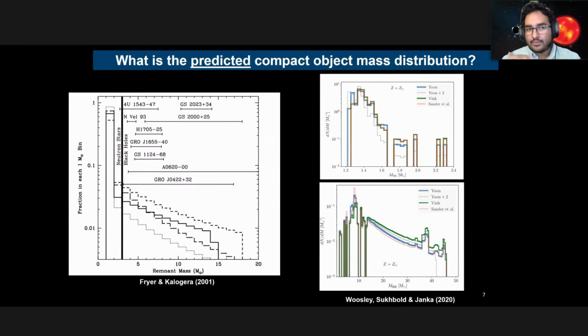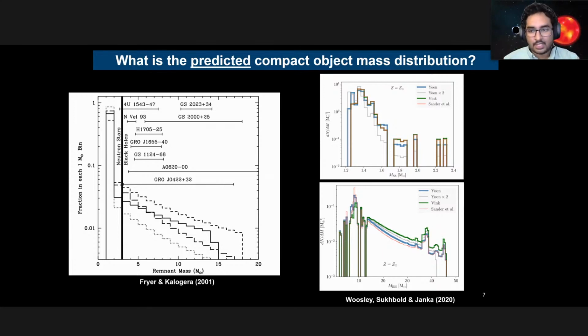So as I said before, it's very difficult to do this, but many groups have attempted to predict the compact object mass distribution. In this slide, I've shown mass distributions from 2 different groups. The left plot from Fryer and Kalogera focuses on the mass distribution for all compact objects, including neutron stars. The different lines correspond to different power law indices for the initial mass function. Here we see that most of the compact remnants that are left behind are neutron stars, with masses about 1.4 solar masses. This is also true of the more recent work by Woosley and collaborators. Neutron stars are heavily peaked at around 1.4 solar masses.